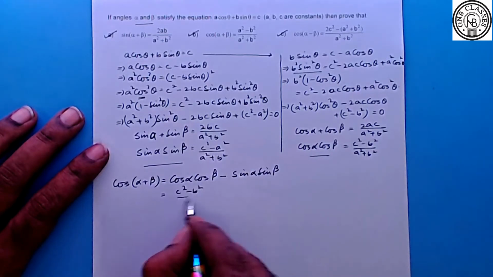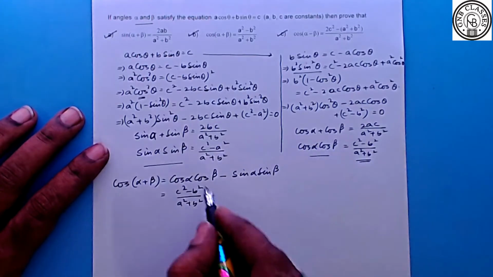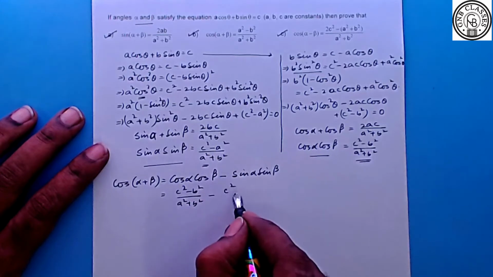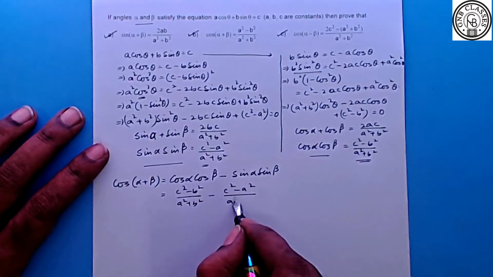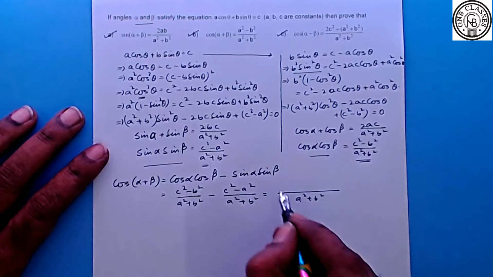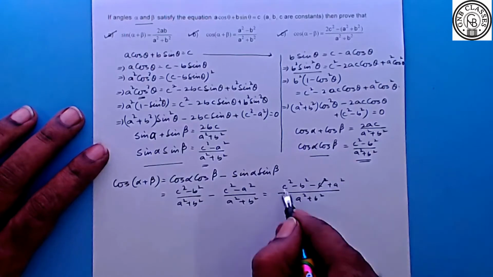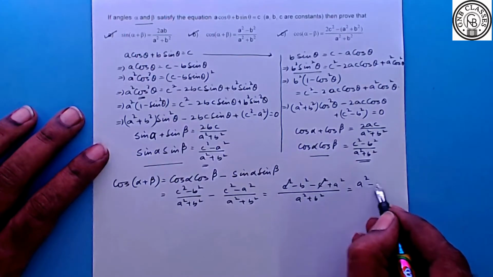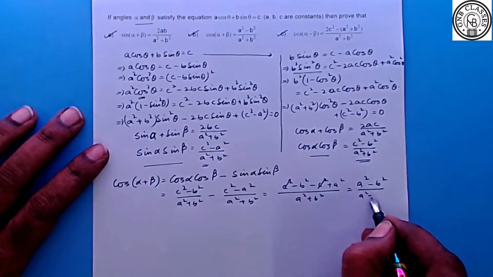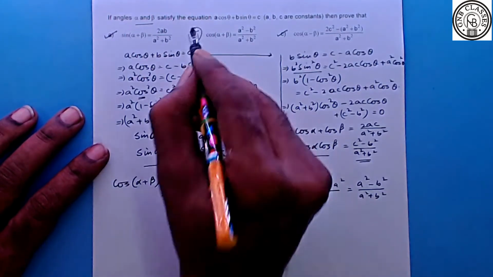(c² − b²) by (a² + b²), cos α cos β is that, minus sin α sin β is this. So (c² − a²) by (a² + b²). Let me take LCM. So (a² + b²), (c² − b²) minus (c² − a²). So this goes off. We are left with (a² − b²) by (a² + b²). Is it clear or not? So the second one is proved.